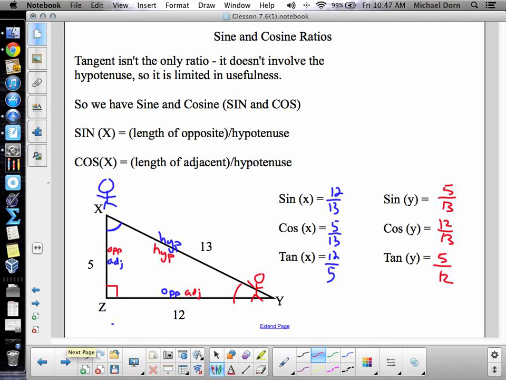So not too tough to set up these different ratios. But we have to know sine is opposite over hypotenuse, cosine adjacent over hypotenuse, tangent opposite over adjacent. That's going to be really important to memorize. I mean, very, very, very important to memorize. So, how is that going to happen?